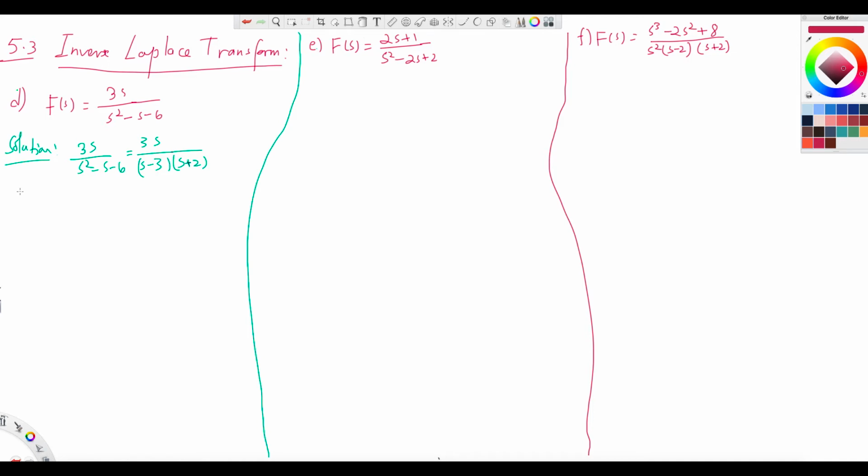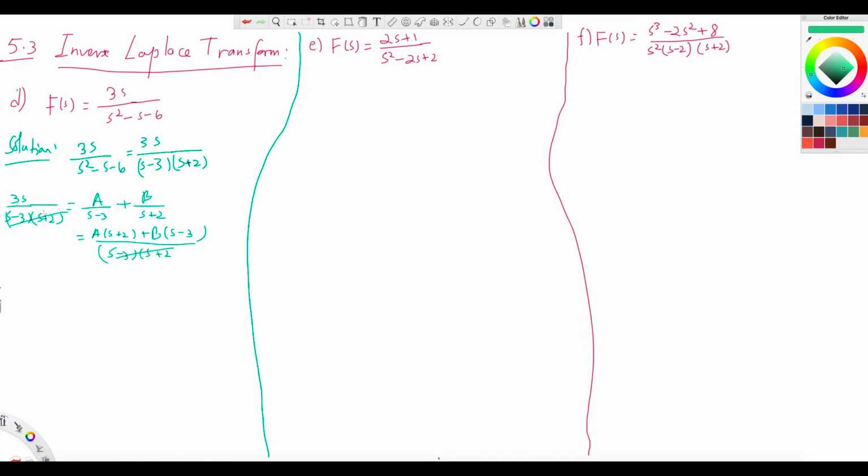Now what I want to do here is find the partial fractions. Okay, so let's do 3s over s minus 3 and then s plus 2, right? So this is equal to A over s minus 3, that are the different linear factors, right? You saw these in Calc 2. So B over s plus 2, right? You combine those. So then you get A times s plus 2 plus B times s minus 3 over s minus 3 and then s plus 2, right?